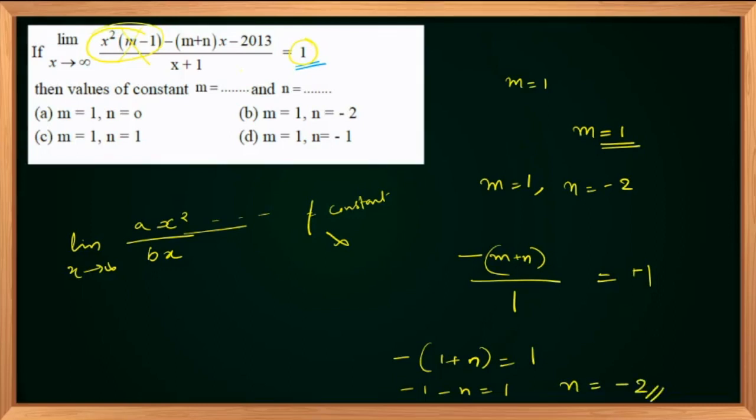If you put n is equal to minus 2, see 1 minus 2. This becomes minus 1. Minus of minus 1 is plus 1. Right? So the first idea is you can never have a second order term in the numerator. When you have limit extending to infinity, second order polynomial divided by first order polynomial is equal to 1. That is possible only if the x square term is vanishing. Is it clear? From there you can easily conclude that the answer is B.